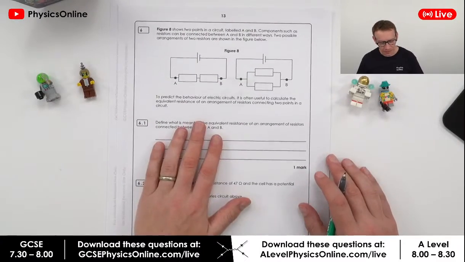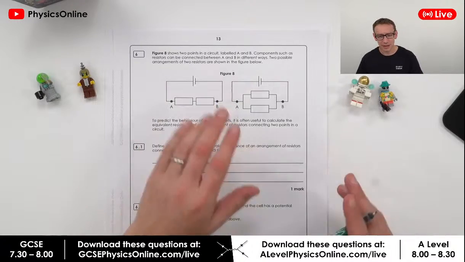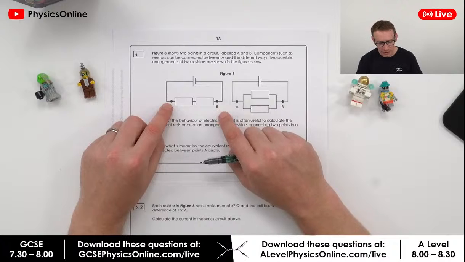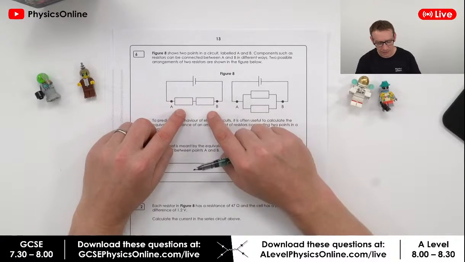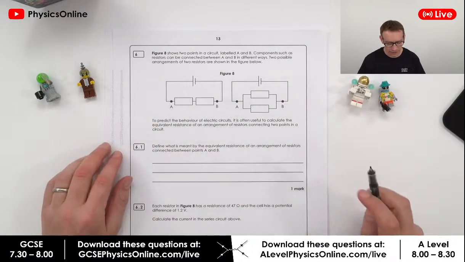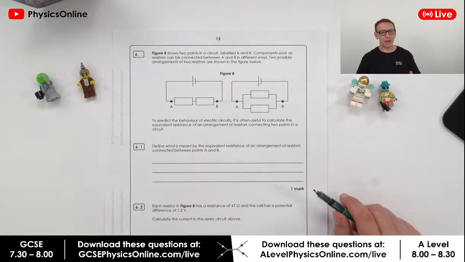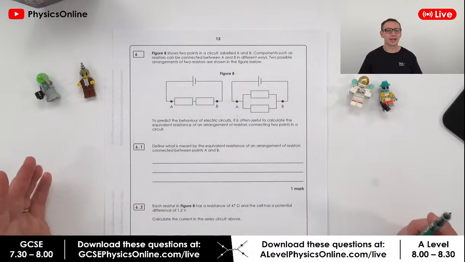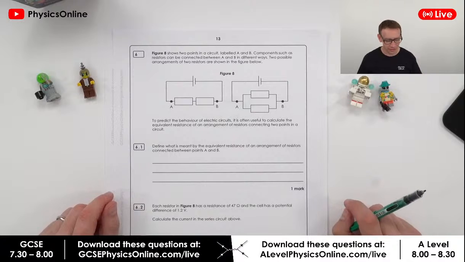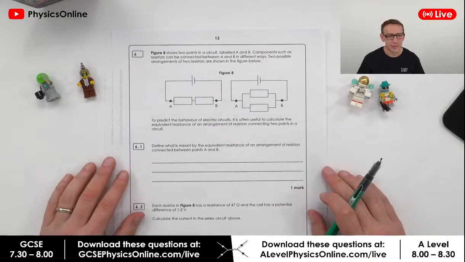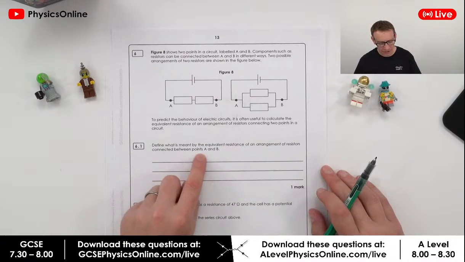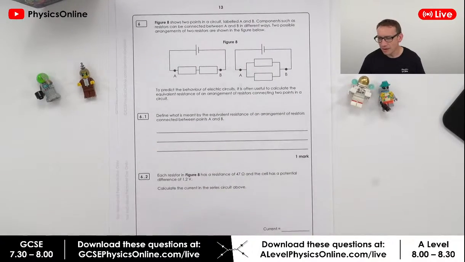Okay, the first one is a physics question, looking at 2 points in a circuit labelled A and B, and then we have resistors connected between them in different ways. Two arrangements are in series, like we have here, and also in parallel. It says that to predict the behaviour of electric circuits, it's often useful to calculate the equivalent resistance of an arrangement of resistors connecting the 2 points in a circuit. Okay, lots of information there. Basically, what do we mean by the equivalent resistance of an arrangement of resistors connected between points A and B?